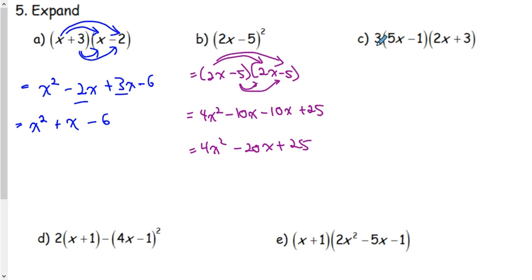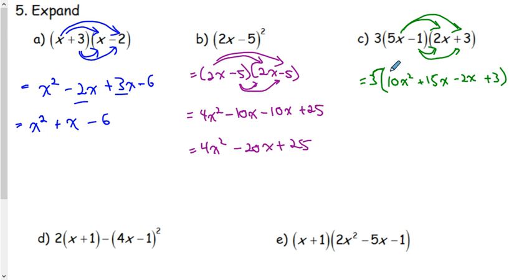Okay, my third one. I'm going to leave the 3 out front and just deal with that later, because it's going to be easier. So I'm going to multiply first, outside, inside, last, and then I'll deal with that 3. So that 3 is going to stay out front. Let's put some brackets in there so we don't mix anything up. Now let's do our multiplying. 5x times 2x, that's going to be 10x squared. 5x times 3, that's going to be 15x. Negative 1 times 2x, that's negative 2x. Negative 1 times 3 is 3.